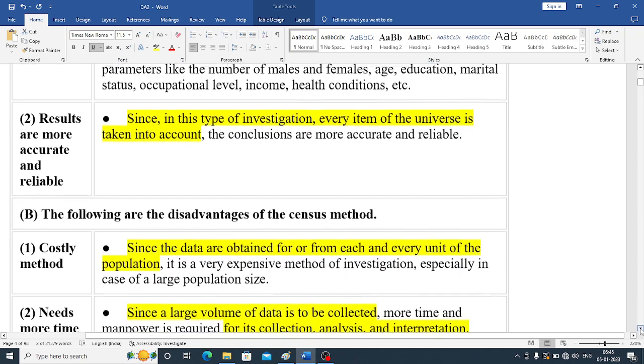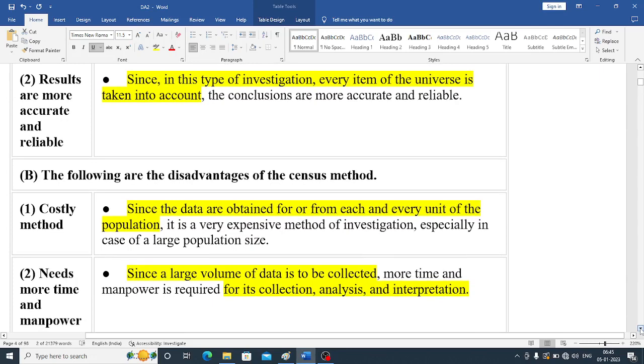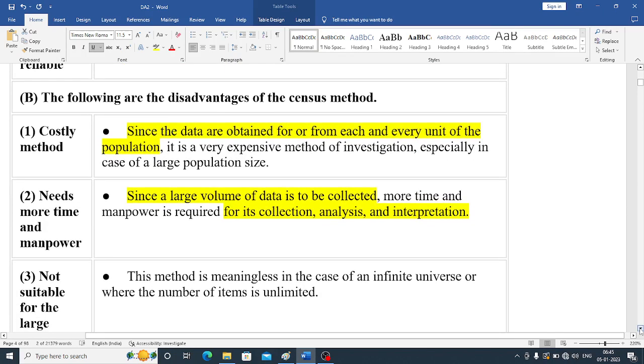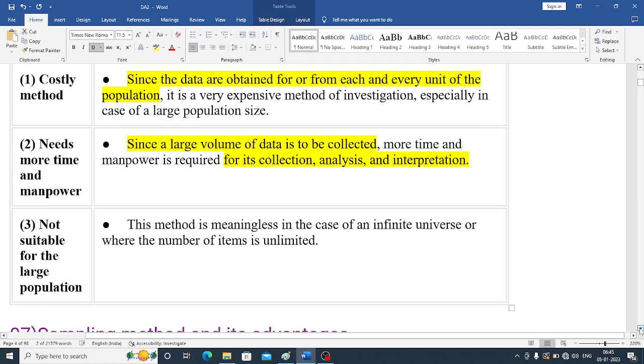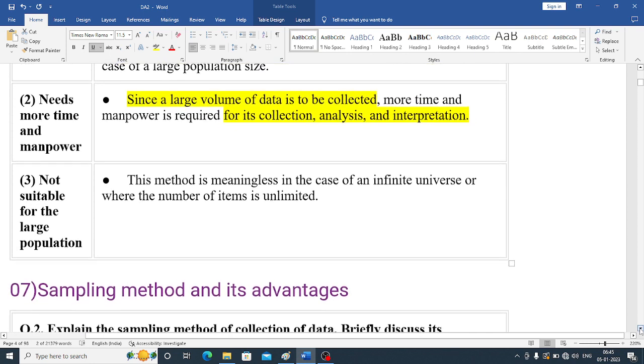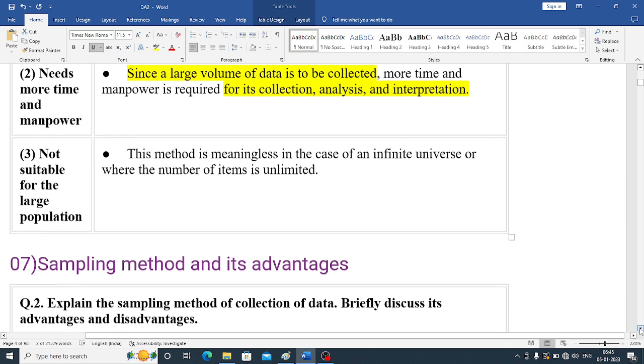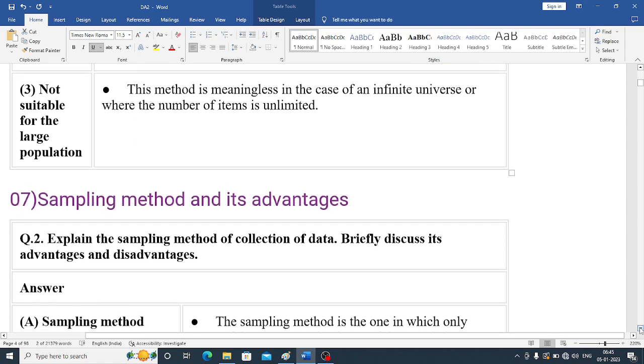Disadvantages are it is costly because you collect data from each and every person. It needs more time and manpower because you have to collect from each and every person. It is not suitable for large population. Except where the law is forcing, government has to do some law for election, etc. There only it will be used. In other cases, census will not be used. Sampling methods will be used.